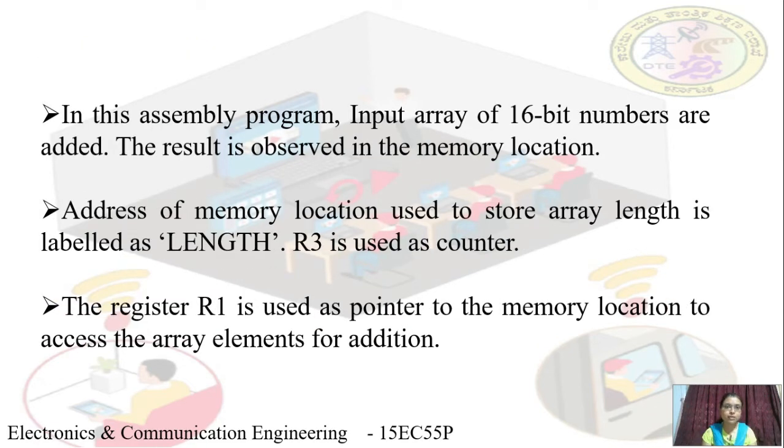In this assembly program, the input array of 16-bit numbers is added and the result is observed in the memory location. The address of the memory location used to store the array length is labeled as length. R3 is used as a counter. The register R1 is used as a pointer to the memory location to access the array elements for addition.